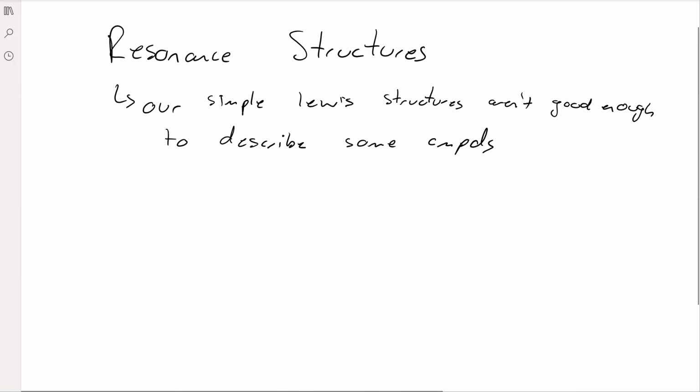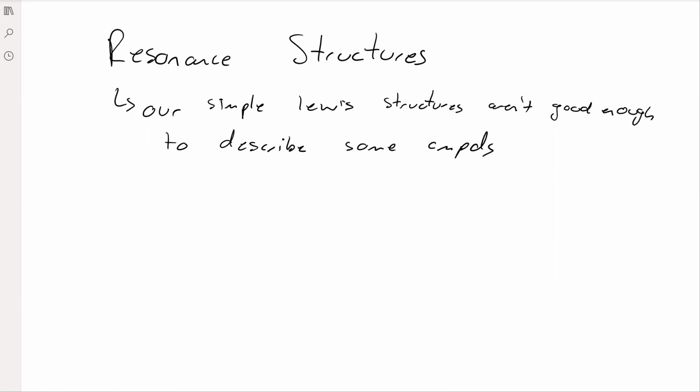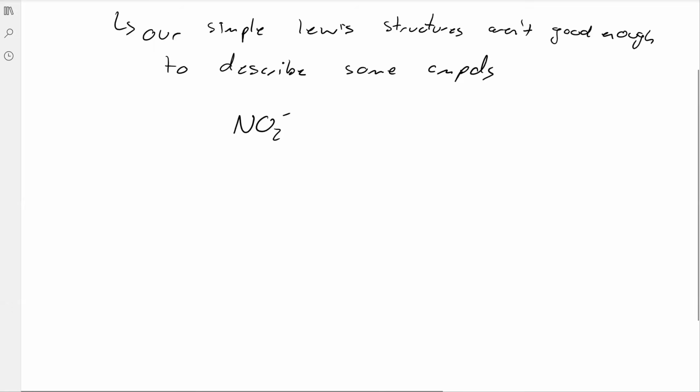The quantum mechanics of atoms and molecules is extremely complex, but our Lewis structures are still really good for most applications. One of the modifications we can do is take into consideration resonance structures when we're thinking about what the difference is between the real life molecule and what we draw on our piece of paper. So let's take a look at NO2 minus, nitrite.